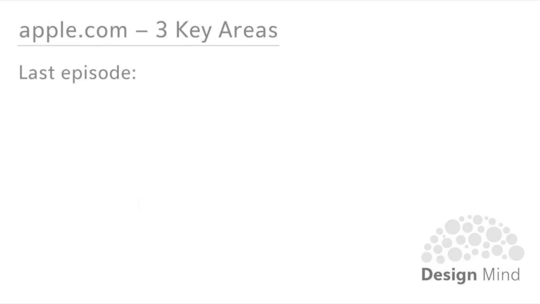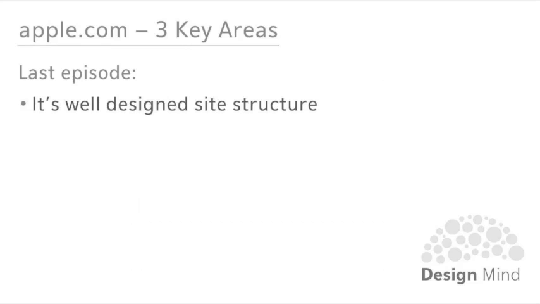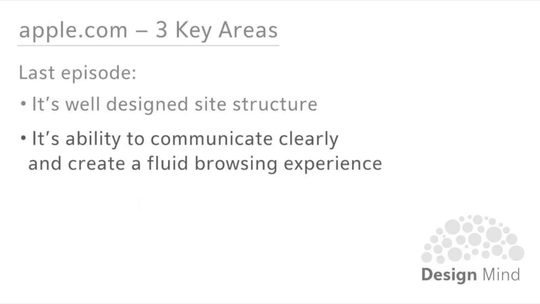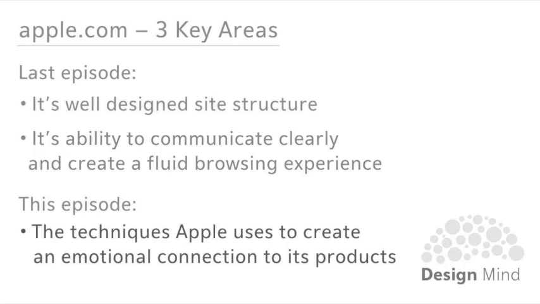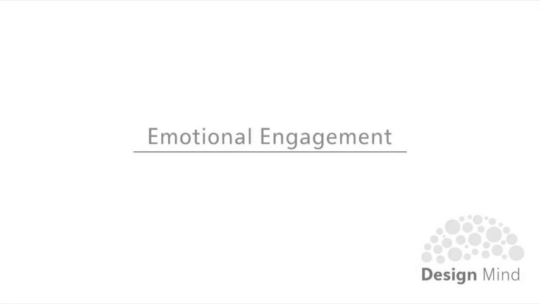In the last episode of Design Mind, we looked at the well-designed site structure of Apple.com and its ability to communicate clearly and create a fluid browsing experience. In this episode, we'll be looking at the techniques it uses to create an emotional connection to its products. We will also look at some weak areas of the site. Let's now look at how Apple creates emotional engagement.